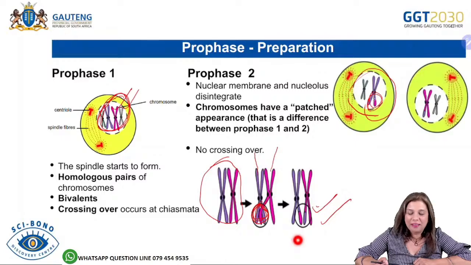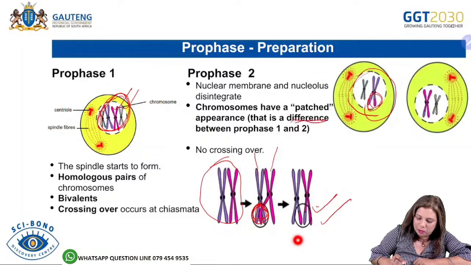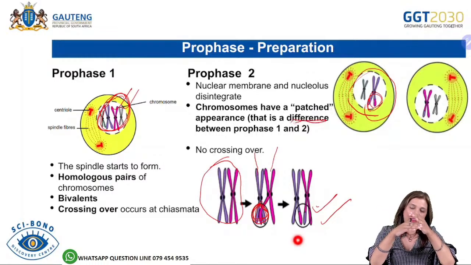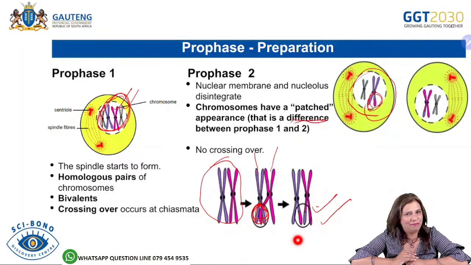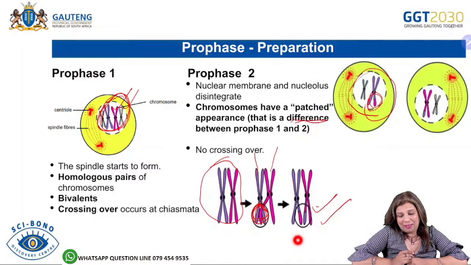So let us read the other things that happen here. The nuclear membrane and the nucleolus disintegrate. Chromosomes have a patched appearance, and that is the difference between prophase 1 and prophase 2. So in prophase 1, crossing over occurs, chiasma. And in prophase 2, no crossing over occurs, it's patchy, and the crossing over has already occurred. Okay? So what is the reason?